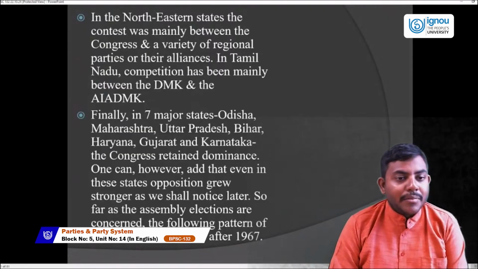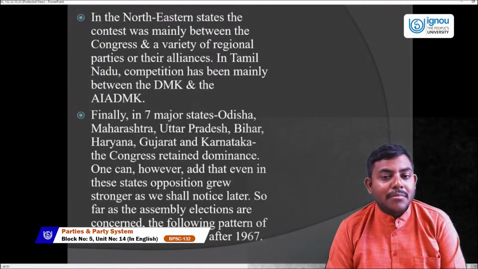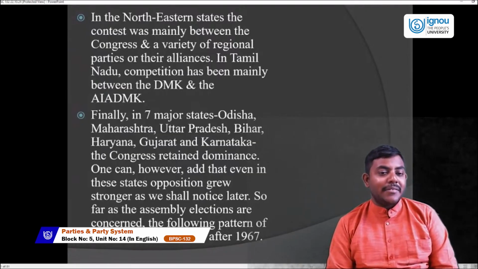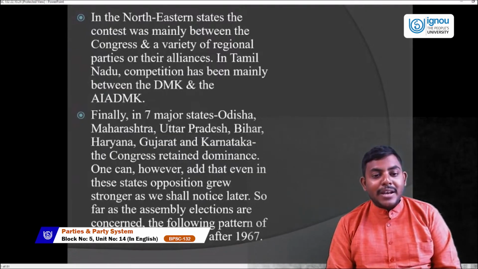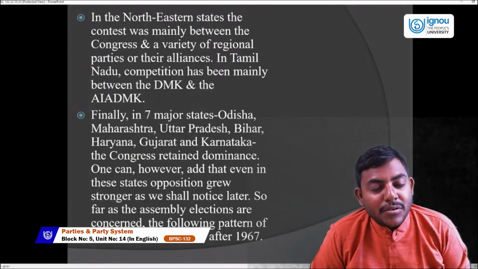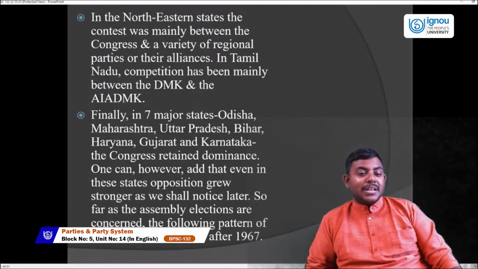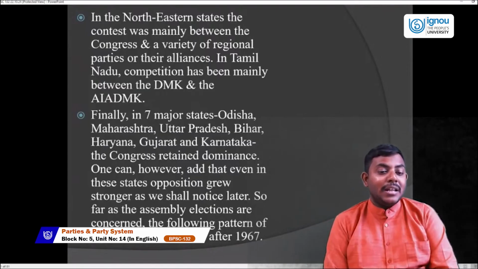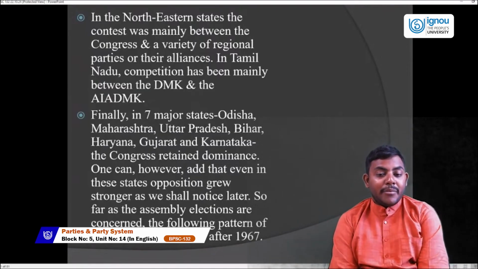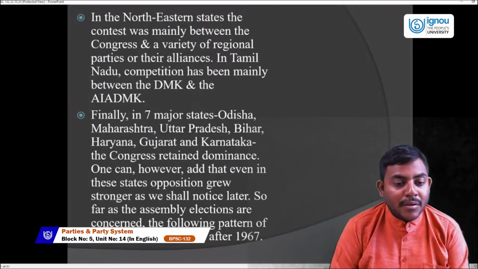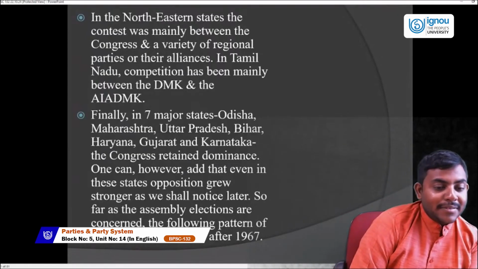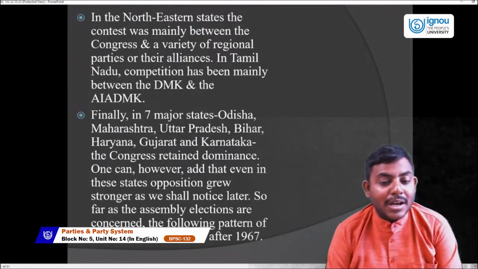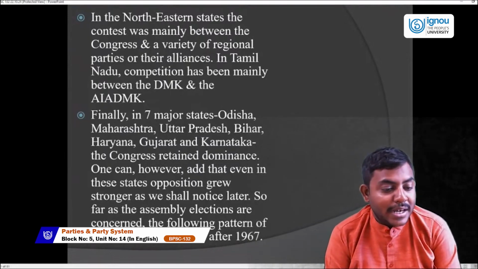In Tamil Nadu, competition has been mainly between the Dravida Munnetra Kazhagam and the All India Anna Dravida Munnetra Kazhagam. Finally, in 7 major states, Odisha, Maharashtra, Uttar Pradesh, Bihar, Haryana, Gujarat and Karnataka, the Congress retained dominance. One can, however, add that even in these states, opposition grew stronger as well, as we shall notice later.